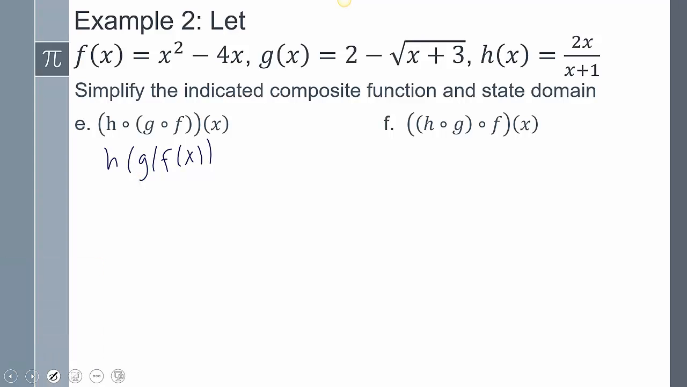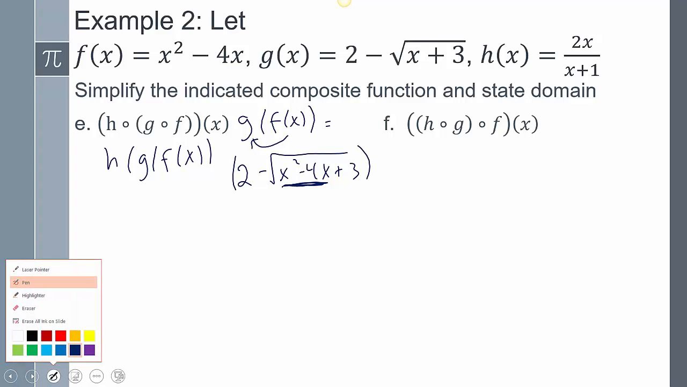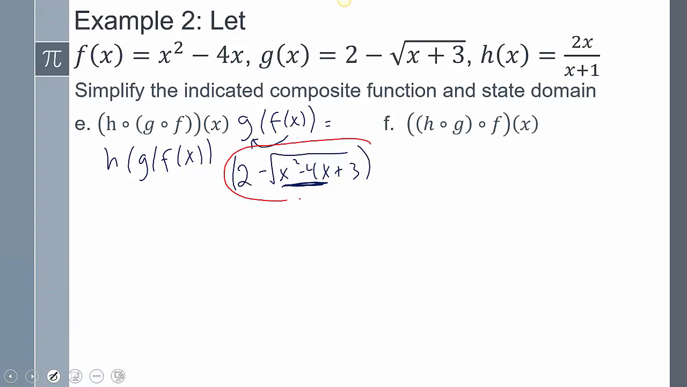So starting there, if I'm going to take my f function and plug it into my g of f of x, that's going to give me 2 minus the square root of x squared minus 4x plus 3. So there's my f function, and it was plugged into my g function as a whole. Now what this is saying is you take this entire thing here, and you're plugging that into your h function.